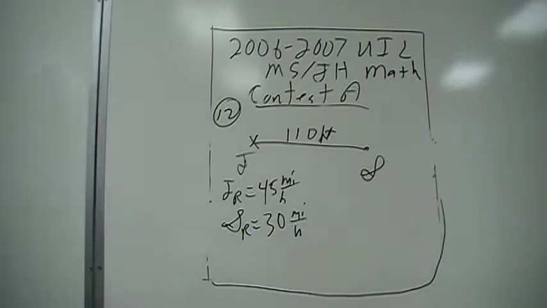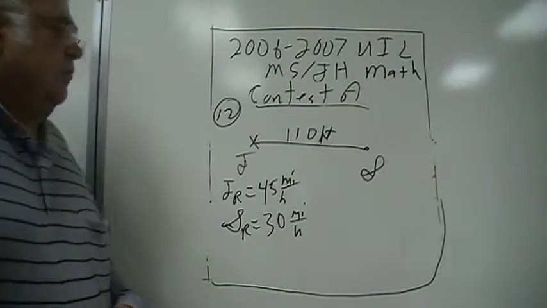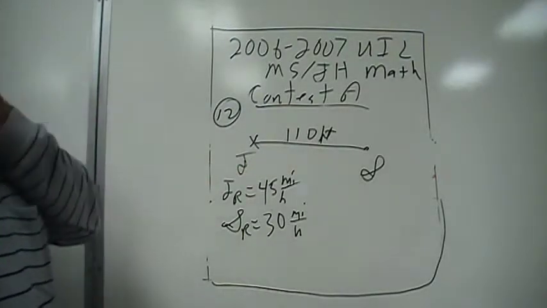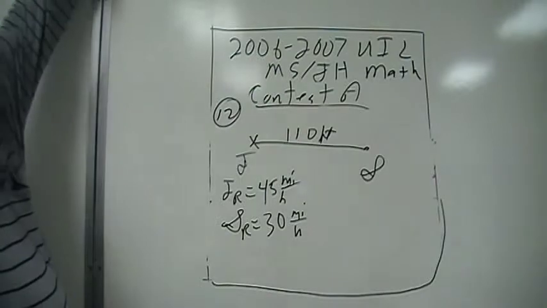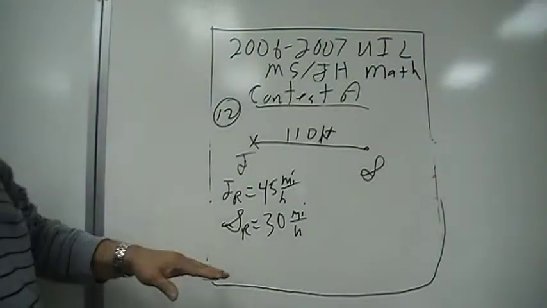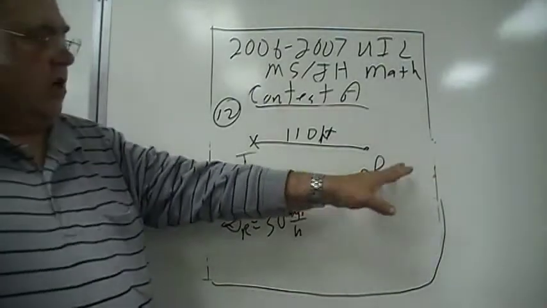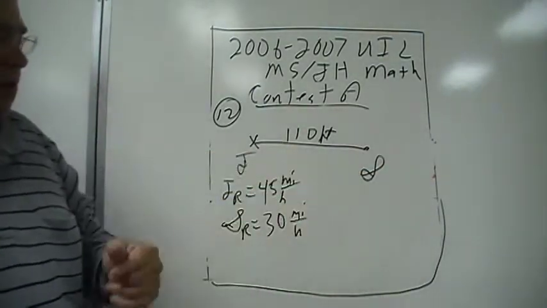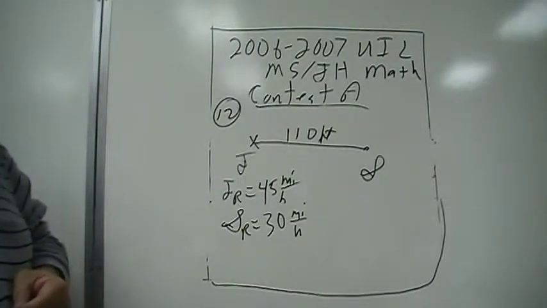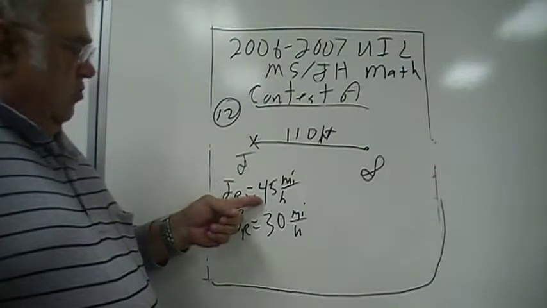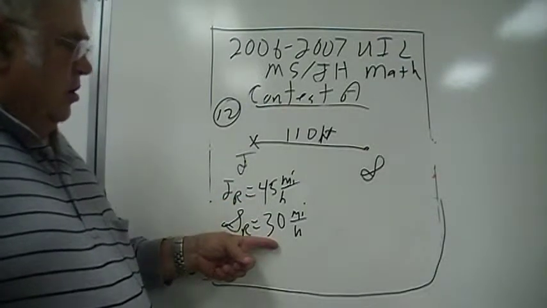Alright, on this problem it says that Sherry's 45 feet ahead of Jerry and 110 feet there, and Jerry's traveling at 45 miles an hour and Sherry is traveling at 30 miles an hour. So Jerry will be able to catch up with Sherry. In fact, for every hour that they're both traveling, Jerry goes 15 miles further than Sherry.